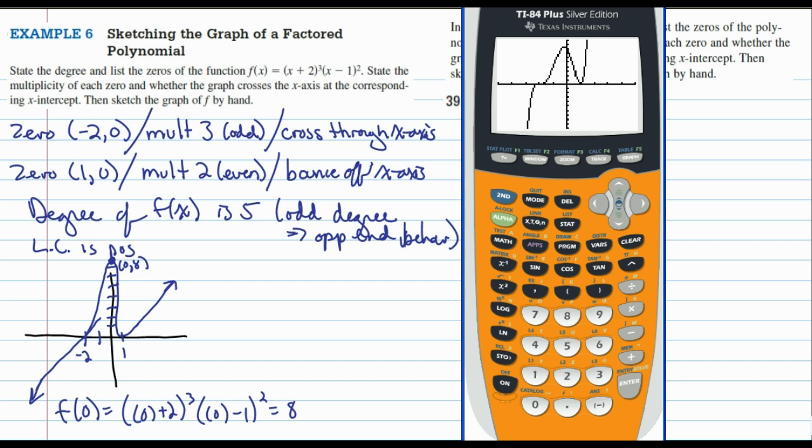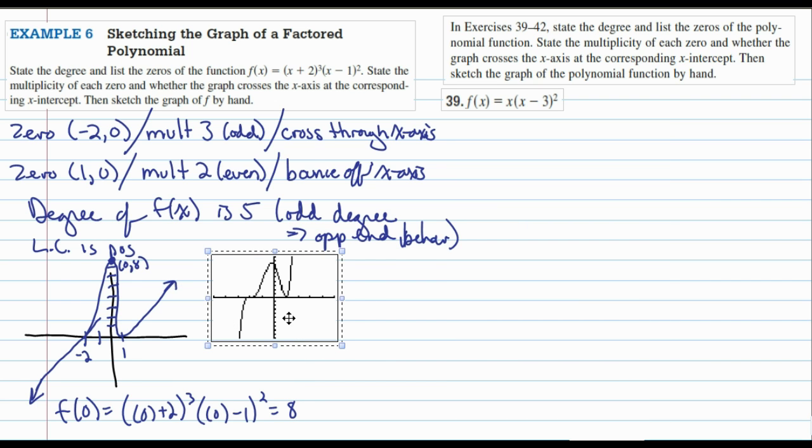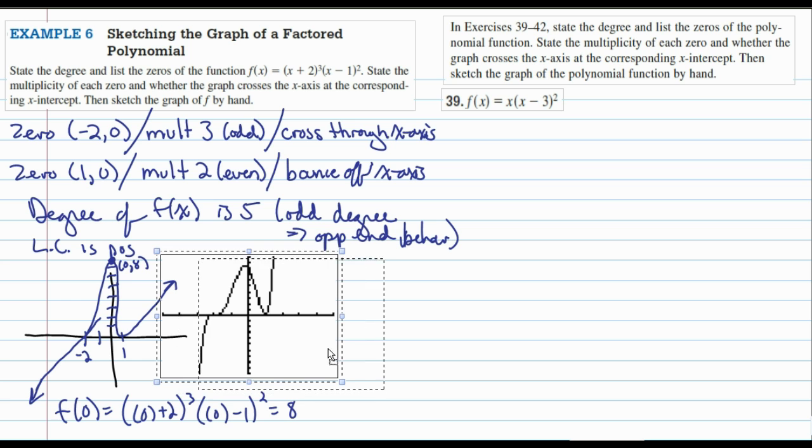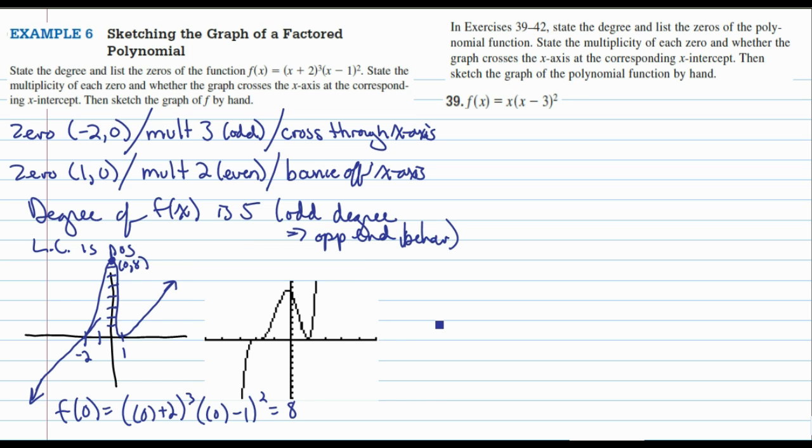So of course, I'm going to graph that on my calculator, and my sketch looks very close to what the actual graph looks like. The y-intercept there is at 0, 8. I have a bounce off of the 0 at x equals 1 and a cut through at the 0, -2. So my sketch is very accurate.